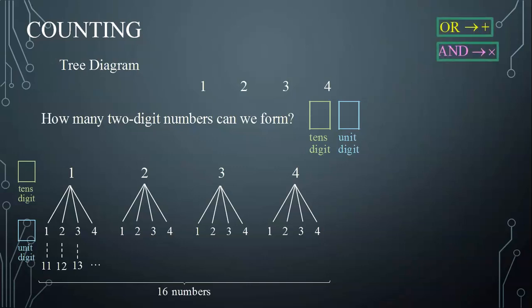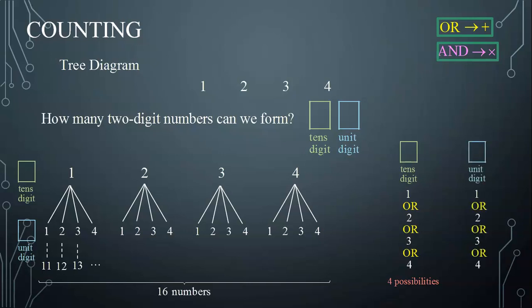Now let us try to solve the same question using the OR and AND rules. For the tens digit, I can choose 1 or 2 or 3 or 4. As OR means addition, the possibilities I have are 4 possibilities for the tens digit. For the unit digit, I can also choose 1 or 2 or 3 or 4. And as OR means addition, then I have 4 possibilities for the unit digit.